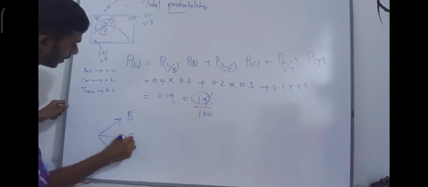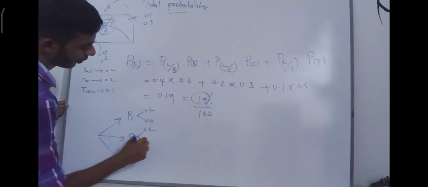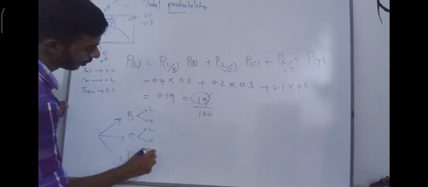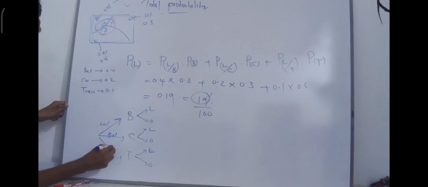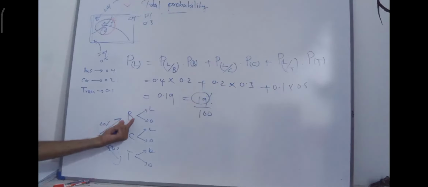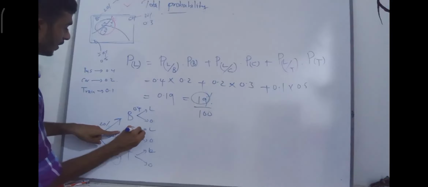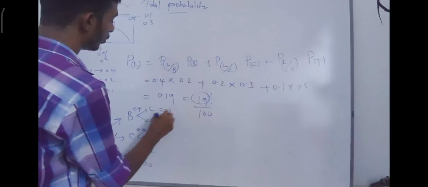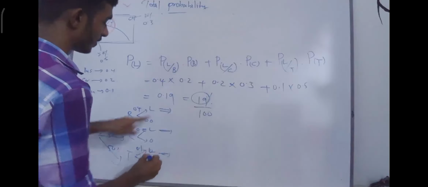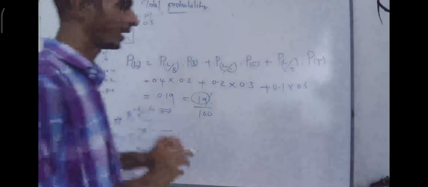I can take the bus, car or train. Then I can go late or on time, late or on time, late or on time. Now this is 20 percent, this is 30 percent, and this is 50 percent. If I take the bus, going late is given as 0.4, this is given as 0.2, and this is given as 0.1. So for finding the total probability of going late, I have to multiply along each branch and add them together. That is the idea.